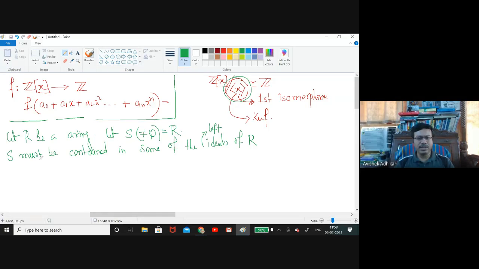Now I made a statement: S must be contained in some of the left ideals of R. My question is, is the statement true or false? Somebody, is the statement true or false? S is any non-empty subset of R where R is a ring. I say that S is contained in some of the left ideals of R. Is this statement true or false?